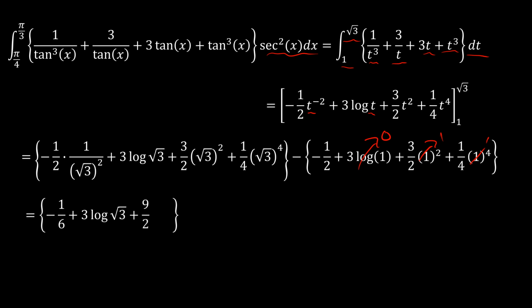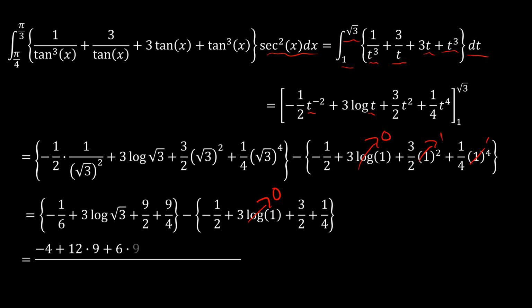So we have negative 1 over 6, and here 3 log root 3. And then this is 3 times 3, 9 over 2. 9 over 4, because root 3 to the power 4 is the same as 3 squared, which is 9 over 4. And then here negative minus negative half, plus this again tends to 0, and plus 3 over 2 plus a quarter.